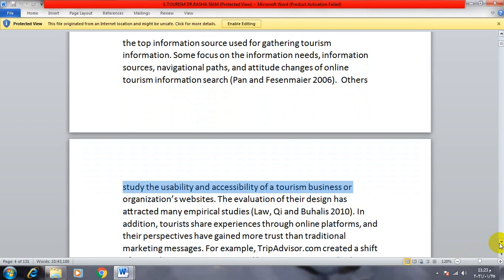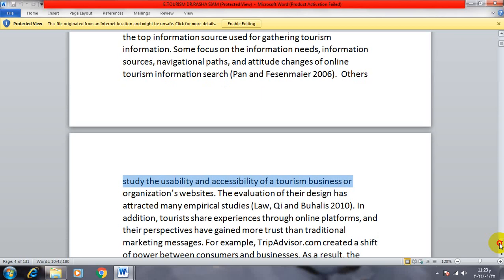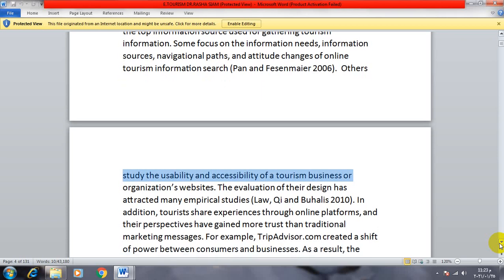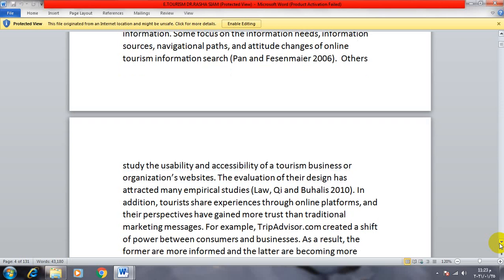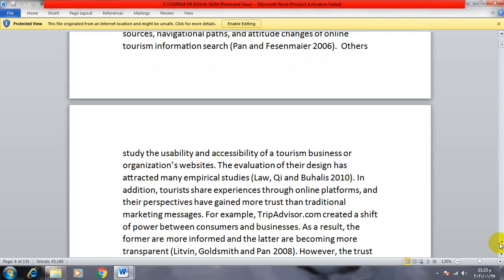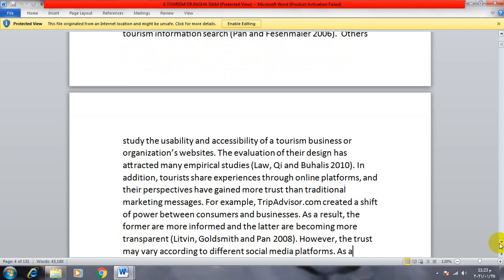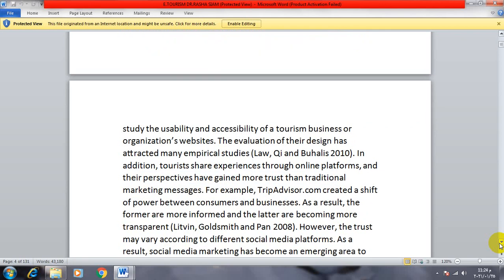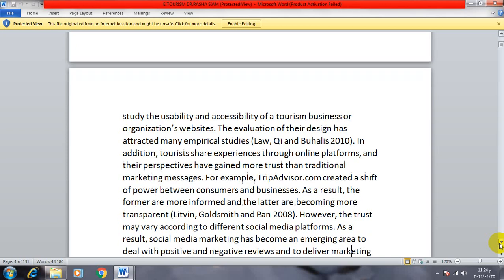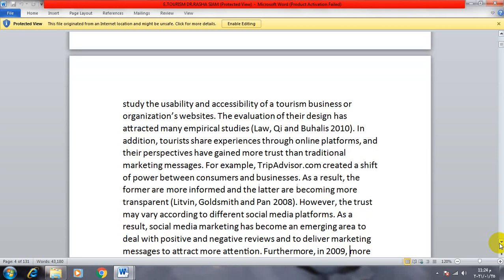In addition, tourists share experience through online platforms and their perspectives have gained more trust than traditional marketing messages. For example, TripAdvisor.com created a shift of power between consumer and business. As a result, the former are more informed and the latter are becoming more transparent. However, the trust may vary according to different social media platforms. As a result, social media marketing has become an emerging area to deal with positive and negative reviews and to deliver marketing messages to attract more attention.